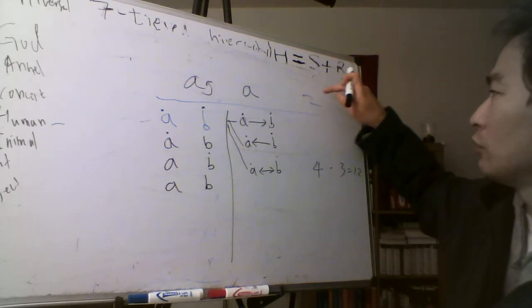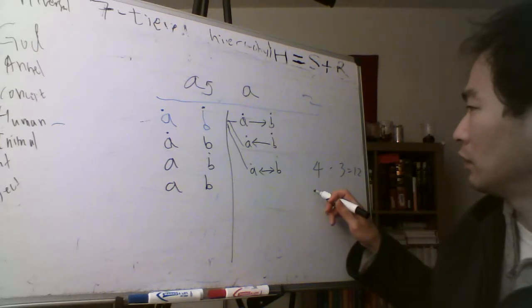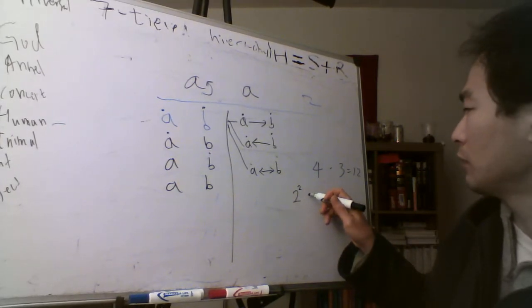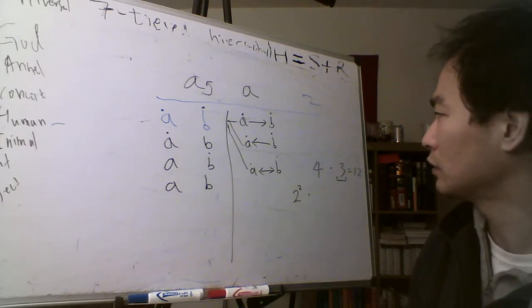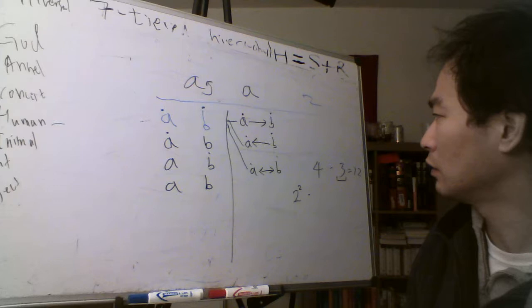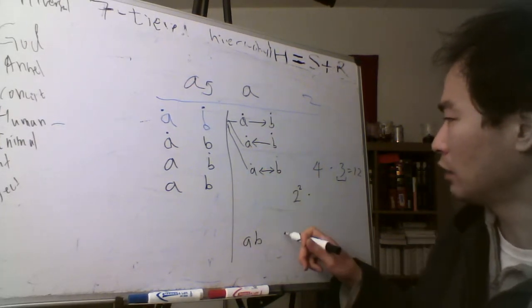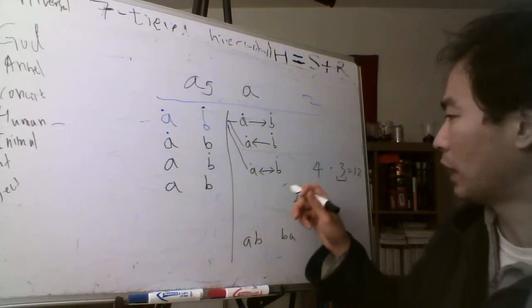When there is only 1 person, there are 2 cases. When there are 2 people, you have 2 to the second times C. Where does C come from? It's like this: A to B, you have AB; B to A, BA; and then bidirectional.